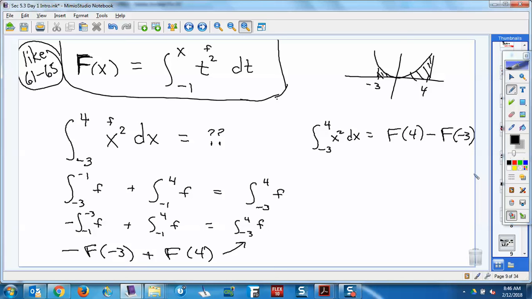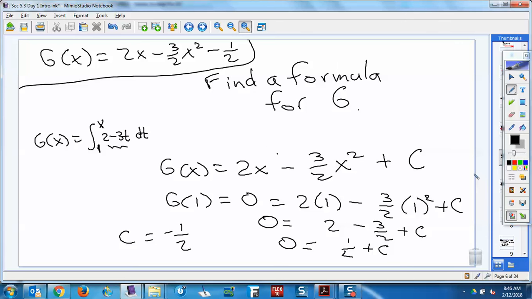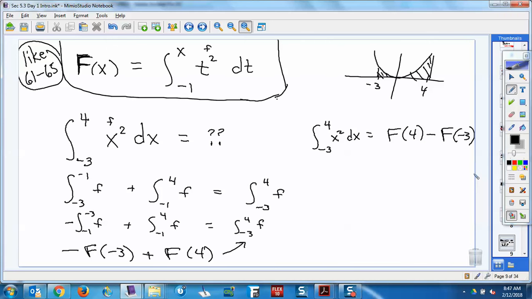What did we just learn? It's antiderivative, right? I mean, what did we learn back here? Find a formula for G, right? We got this free initial condition, we can find a formula for G. So here we can find a formula for big F, can't we? Okay, so what's the antiderivative of x squared? So big F is going to be 1/3 x cubed plus some c.